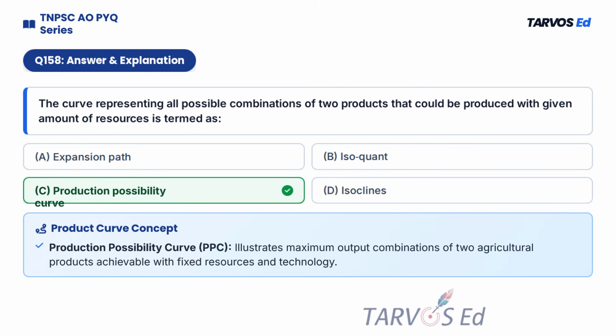So we have already discussed this. We'll move on to next questions. Okay, before that, what is expansion path? So expansion path is something like when you are having many isoquants and the line that connects equal slope of isoquant is what you call it as isocline.